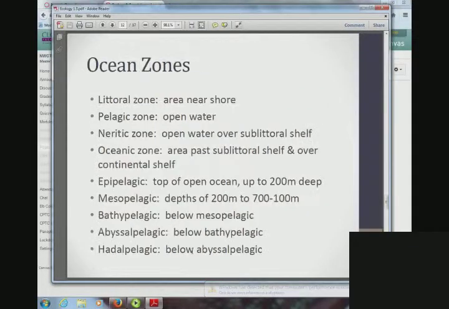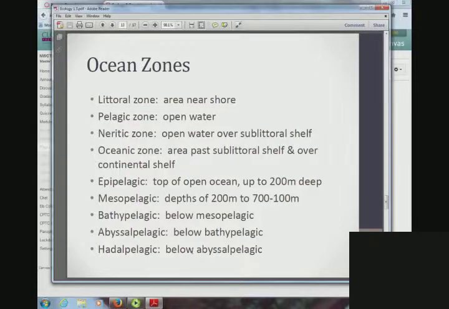With our ocean zones, you've got the littoral zone, which is the area near the shore. The pelagic zone is out in the open water, so we can have different parts of the pelagic zone. The neritic zone is the open water that's over the sublittoral shelf. The oceanic zone is going to be the area out past the sublittoral shelf and over the continental shelf.